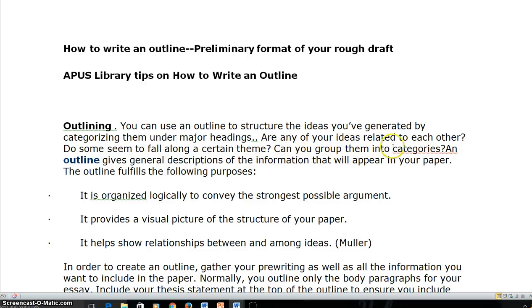Are any of your ideas related to each other? Do some seem to fall along a certain theme? Can you group them into categories? An outline gives general descriptions of the information that will appear in your paper.